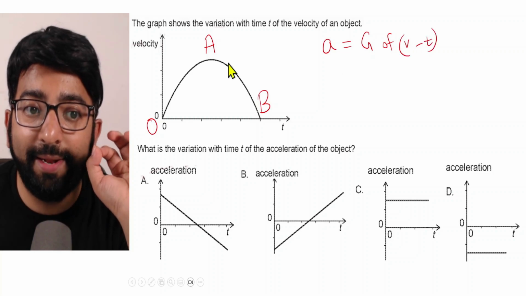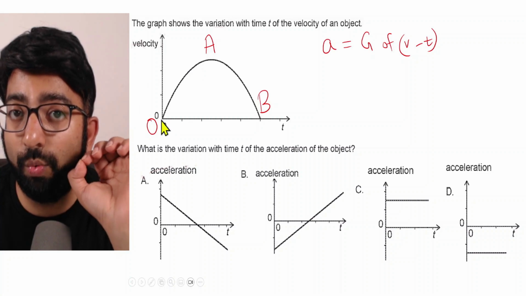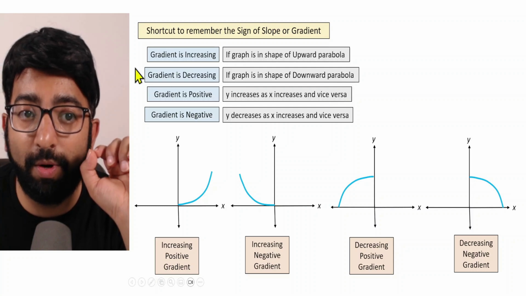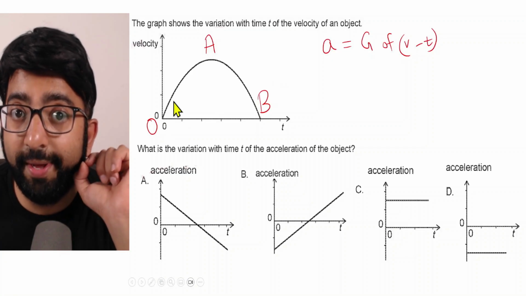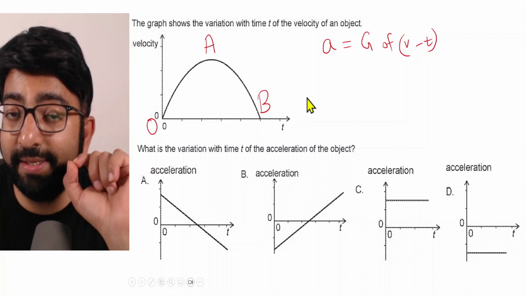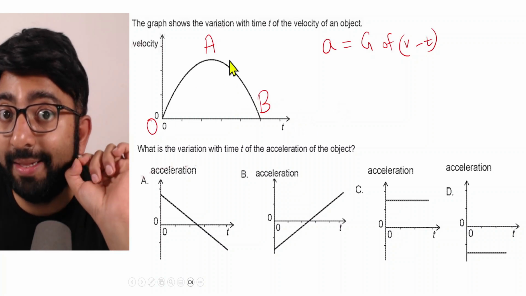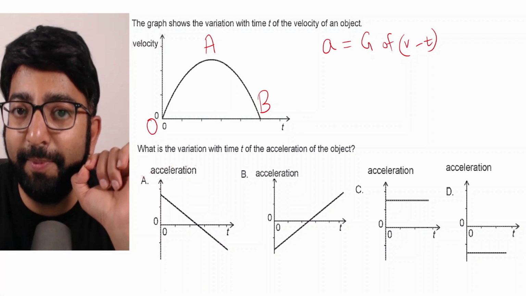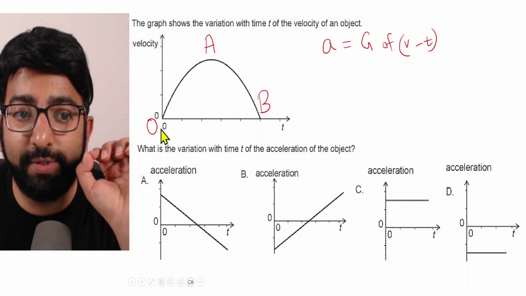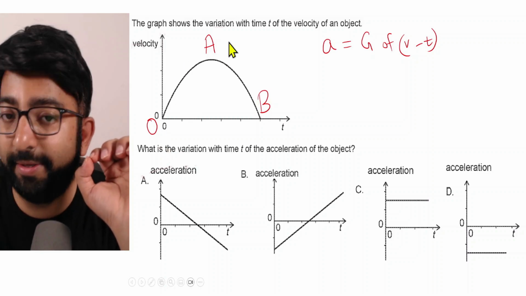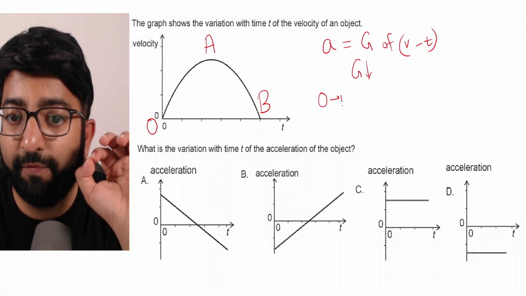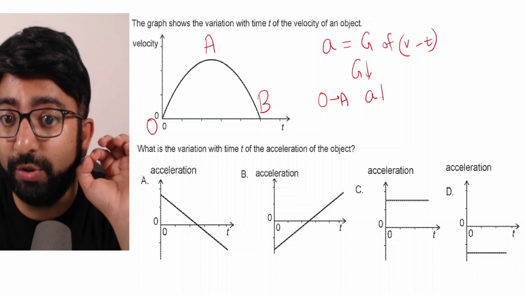So from O to A, let's analyze that. O to A is a part of a downward facing parabola. Let's go back to the shortcut. Since the graph is a downward facing parabola, the gradient will decrease. And since the gradient is decreasing from O to A, that means acceleration will decrease. Now let me repeat. Acceleration is the gradient of a velocity-time graph, and just now we have deduced that from O to A, the gradient is decreasing. So let me write, since the gradient is decreasing from O to A, the value of acceleration is actually decreasing.